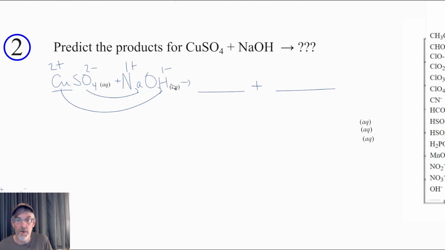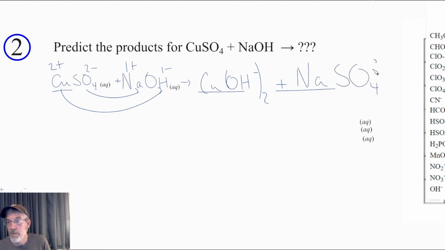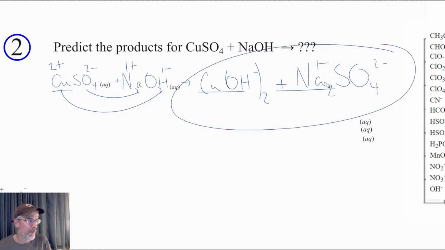So we get Cu(OH), and it's OH minus. So you've got to have two of these here to balance that 2 plus over here on the copper. And then over here, the Na could go with the SO4. But again, the SO4 is 2 minus, so you're going to need two of these since they're 1 plus. So these could be the products that we end up with.